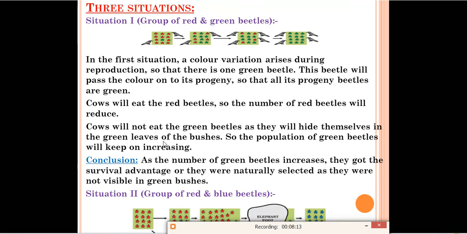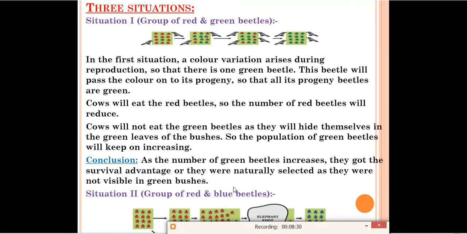So the population of green beetles will keep on increasing. At last you can see only green beetles survived. So what conclusion can we draw from this situation? As the number of green beetles increases, they got the survival advantage, or they were naturally selected as they were not visible in the green bushes.